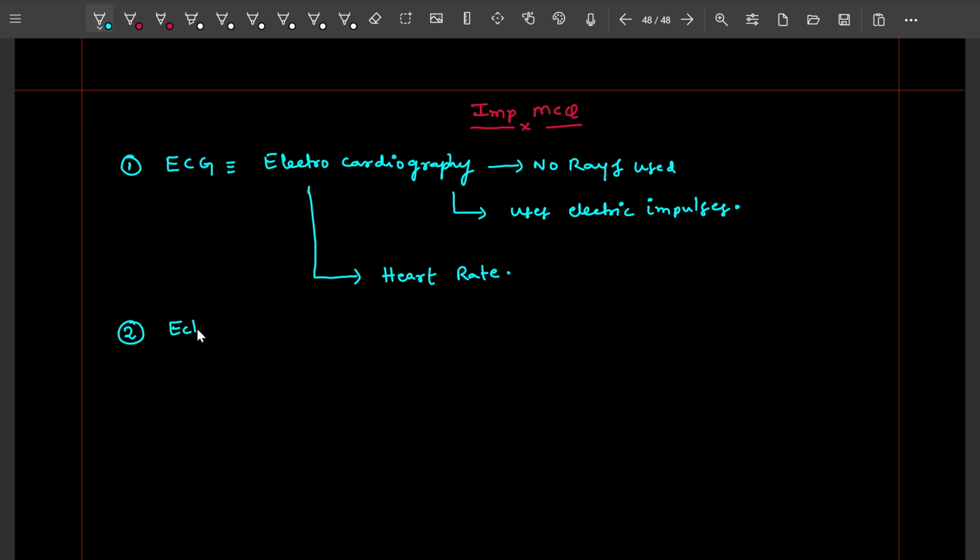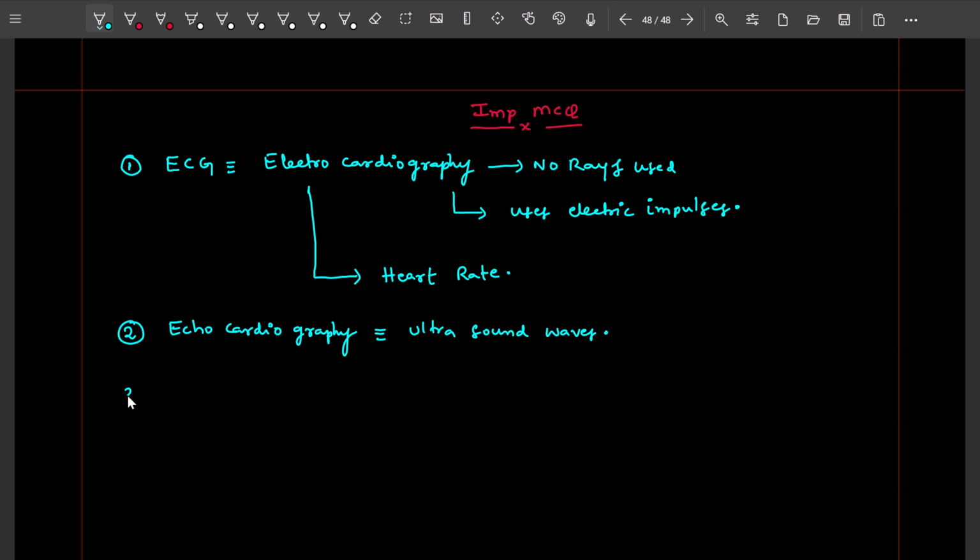echocardiography. What does echocardiography use? It uses ultrasound waves. This is echocardiography.